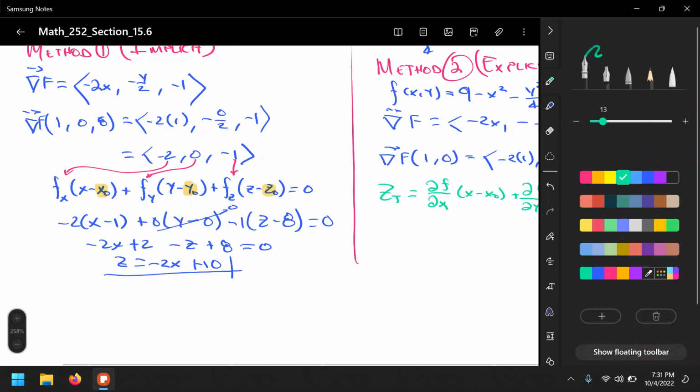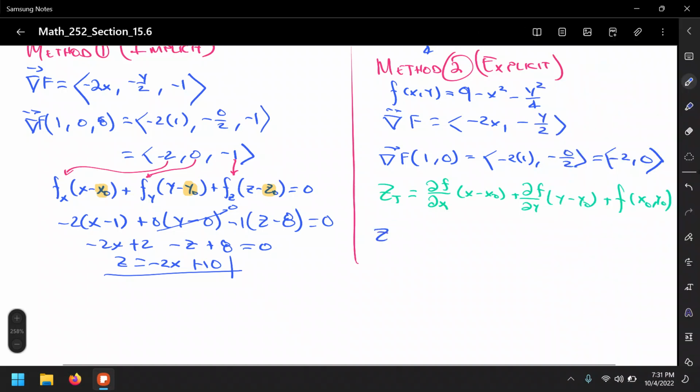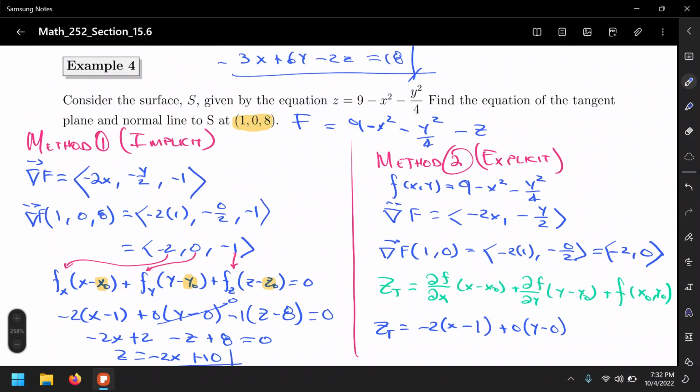Let's go about that calculation. So z equals negative 2 times x minus x naught. In this case, x naught is 1, so minus 1, and plus 0 times y minus 0. And f of x naught, y naught is the z value corresponding to the given ordered pair. If we didn't get that value of z, then we would have to plug the given x and y into the given equation. But in this case, we don't need to, because we are given an ordered triple.